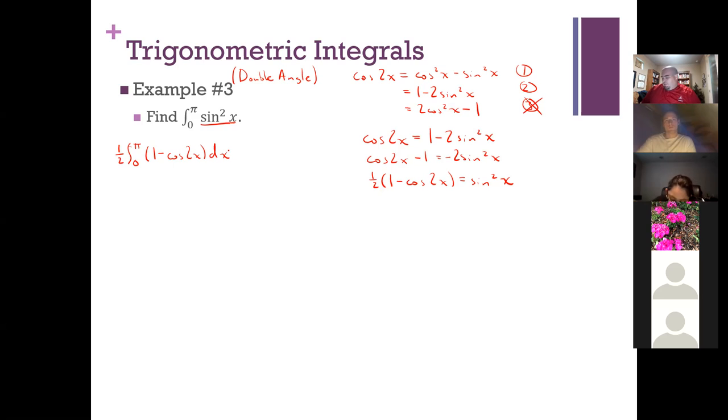All right, is this integral something we can deal with directly? It looks pretty straightforward. Yeah, now we're okay. So let's go ahead and take the antiderivative and then we can start evaluating. Antiderivative of 1, pretty straightforward. That will just be x. The other one that might take a little bit of care is cosine 2x. What is the antiderivative of cosine 2x?